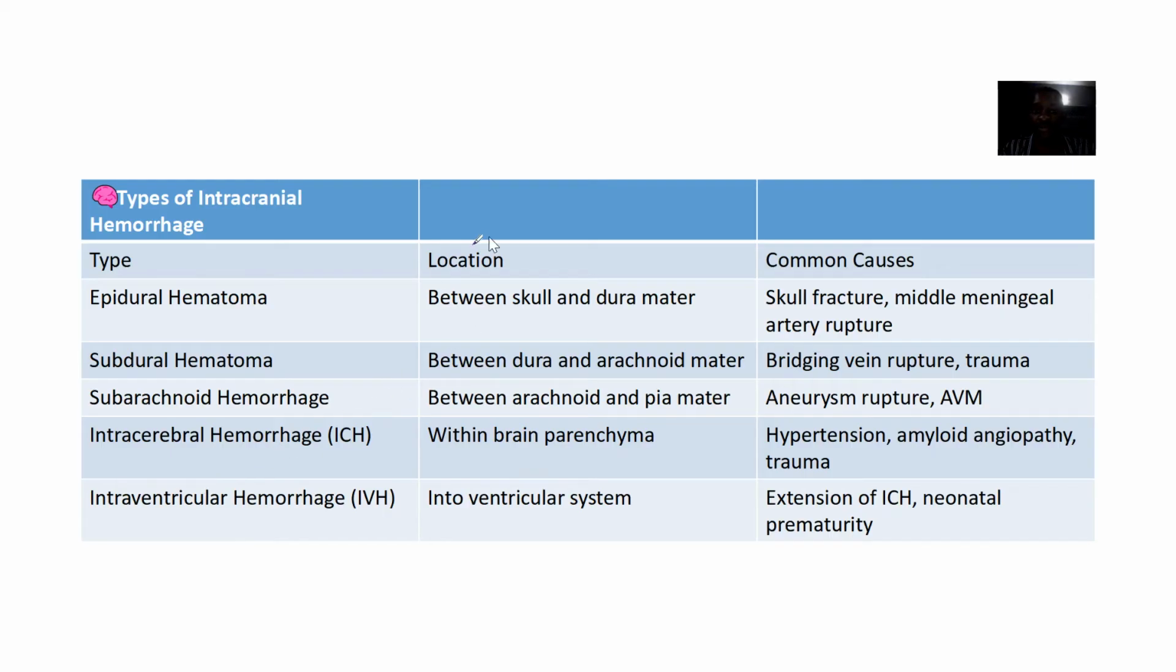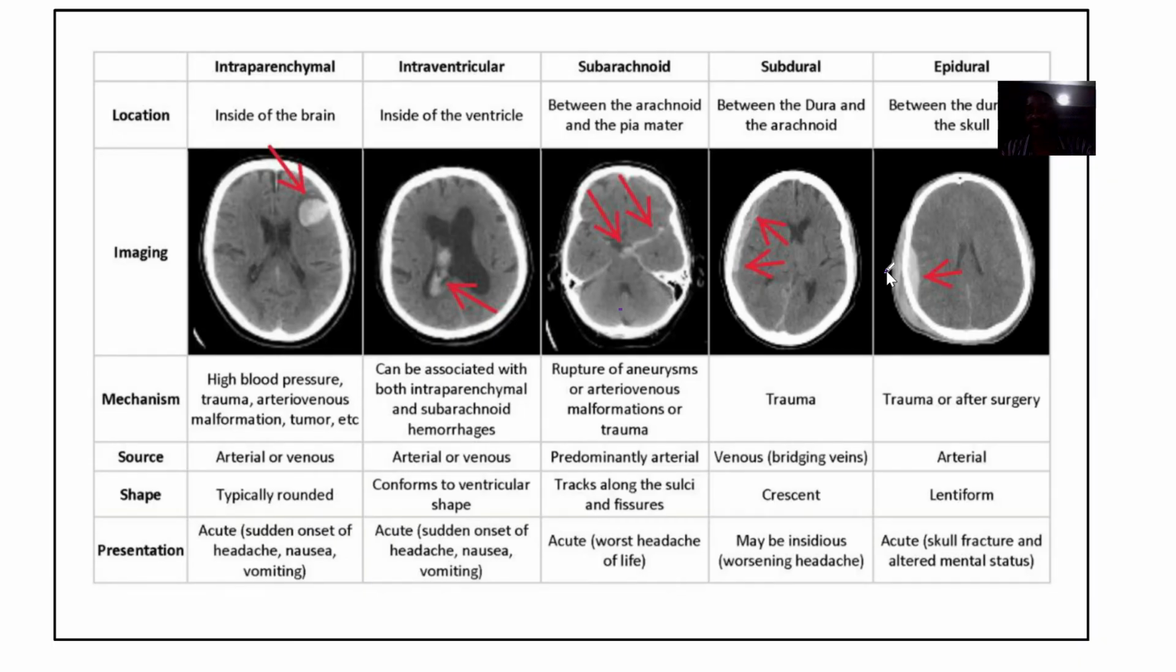All right. So here you could get to focus on the location, then focus on common things that cause these issues. You can pause and observe this table as we are looking at it. All right, so this is another one: intraparenchymal, intraventricular, subarachnoid, subdural, epidural. This one is different imaging. Do you understand? Please pause and observe these beautiful pictures, right?